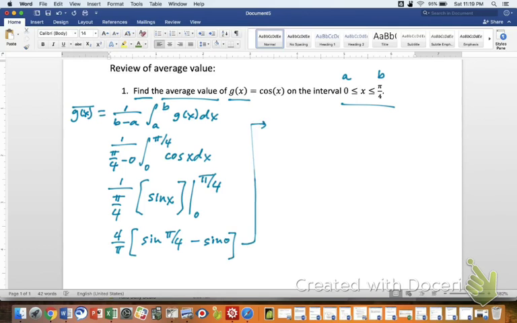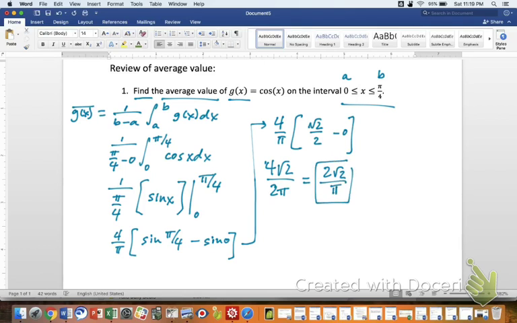A little bit of evaluation of some trig and we'll be done. It'll be 4 over pi times root 2 over 2 minus 0. When I multiply, that's 4 root 2 over 2 pi, which is the same thing as 2 root 2 over pi when I reduce my fraction. That would be the average value of the function cosine of x on the interval from 0 to pi over 4.